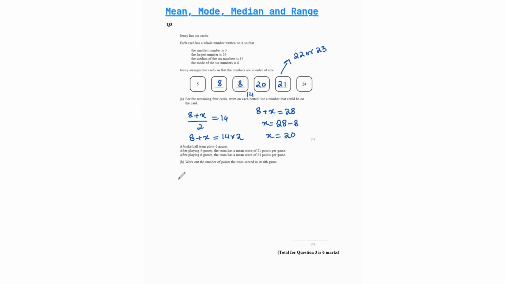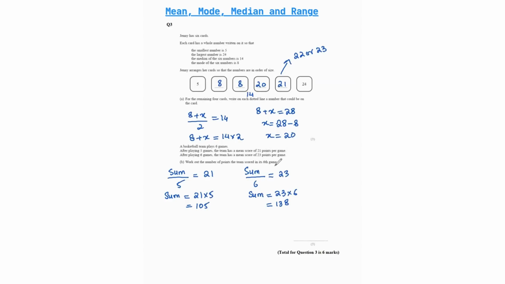So for the 5 games, sum over 5 equals 21, which means the sum of points for the 5 games is going to be 21 times 5, which is equal to 105. Then for the 6 games, sum over 6 equals 23, which means the sum over here is going to be 23 times 6, and that's going to be 138.